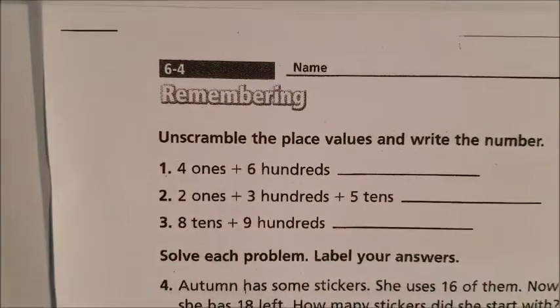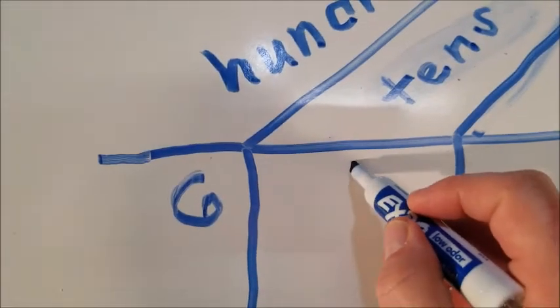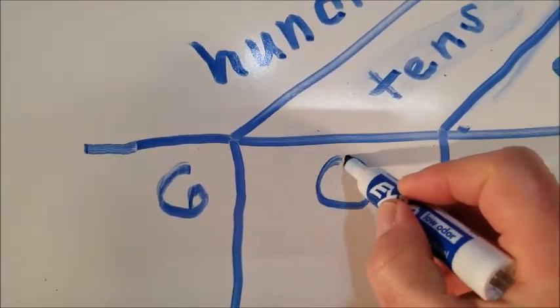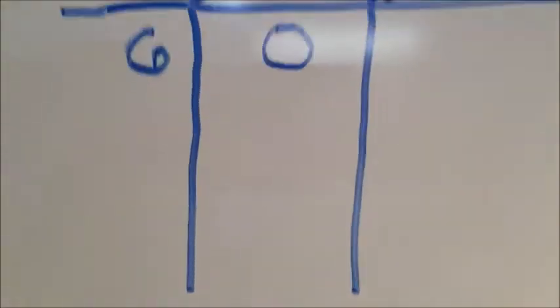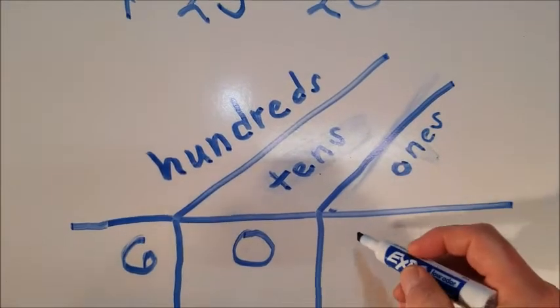And let's take a look. Any 10s? Nope, no 10s. We're going to put a 0 in there. No 10s. And let's take a look at how many 1s we have. 4 1s. Okay, 4 1s.